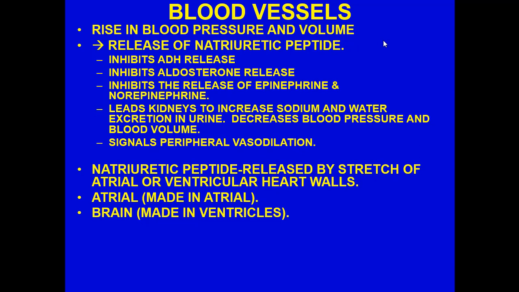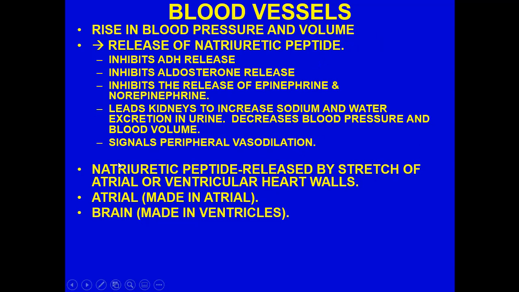It will signal peripheral vasodilation, which further will decrease the pressure of the blood. Natriuretic peptide, as I mentioned to you in the endocrine section, is released by the stretch of the atrial or ventricular heart walls. The atrial is made in the atrium. There is the other peptide. They used to call it ventricular natriuretic peptide. They now call it more brain natriuretic peptide because it's made in the ventricles as well as in the brain.